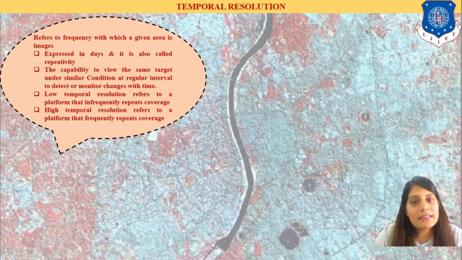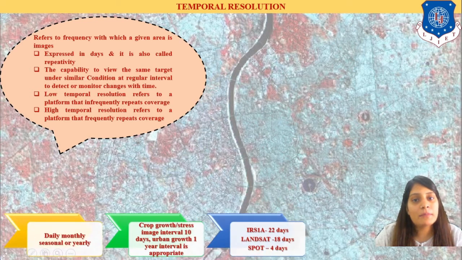So temporal means we are temporarily doing the analysis of any portion by taking the image through various numbers of sessions. Basically, regarding temporal resolution, the analysis can be done on a daily basis, yearly, or monthly, as per your requirement in your study area. Crop growth or stress can be known by doing the temporal analysis. Even for urban growth, if I want to know, then the repetitive period is 1 year.